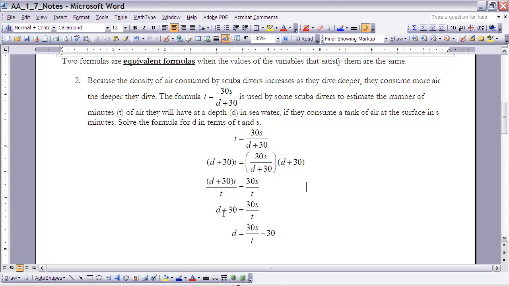And now we're real close. We just have to get rid of this plus 30, and the way that we can do that is by subtracting 30 from both sides. If I subtract 30 from both sides, I'll get what D is, which is 30s over T minus 30.